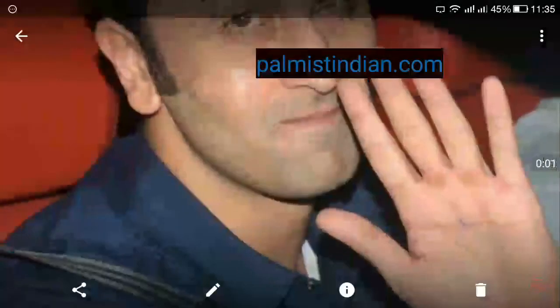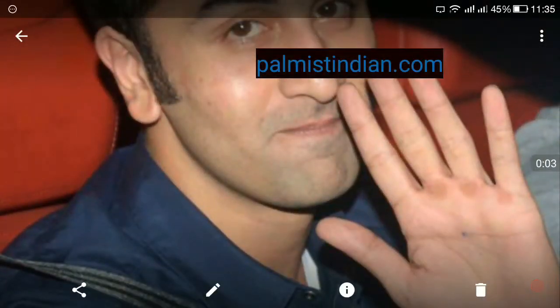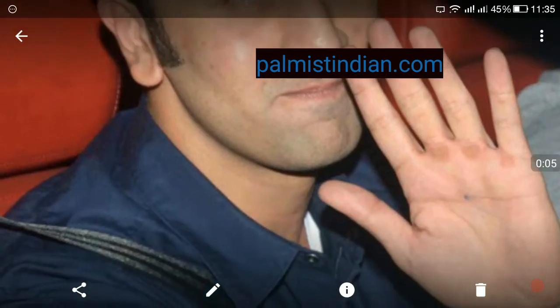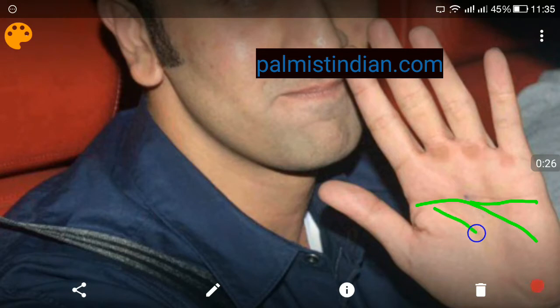How dare you try to discuss the hand of, you see the hand of Ranbir Kapoor, famous Bollywood actor. And we are just going to discuss only one aspect, that is the heart line, because that's the most important aspect in his hand. What we find here is this is the heart line, this is the headline, and this is the lifeline.